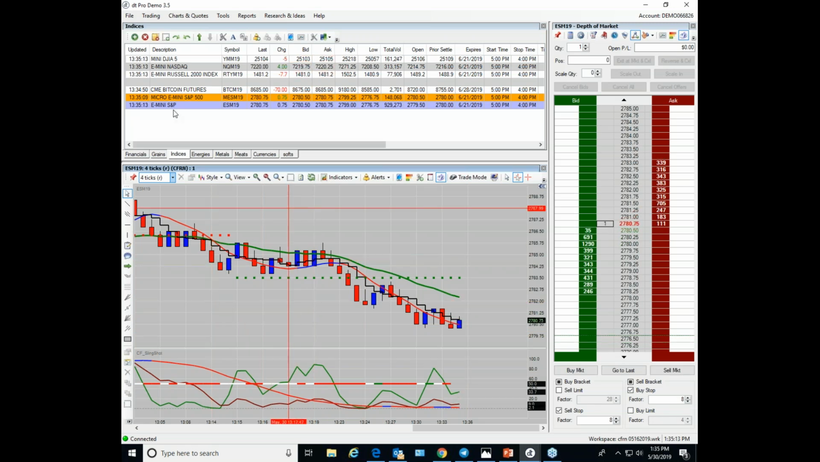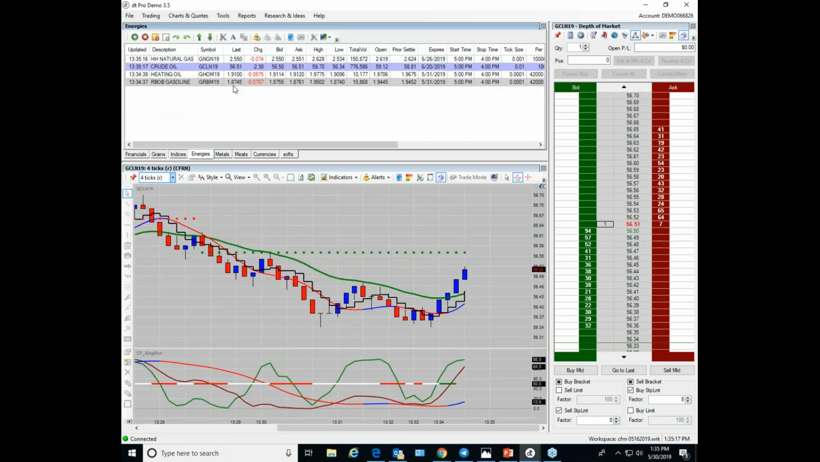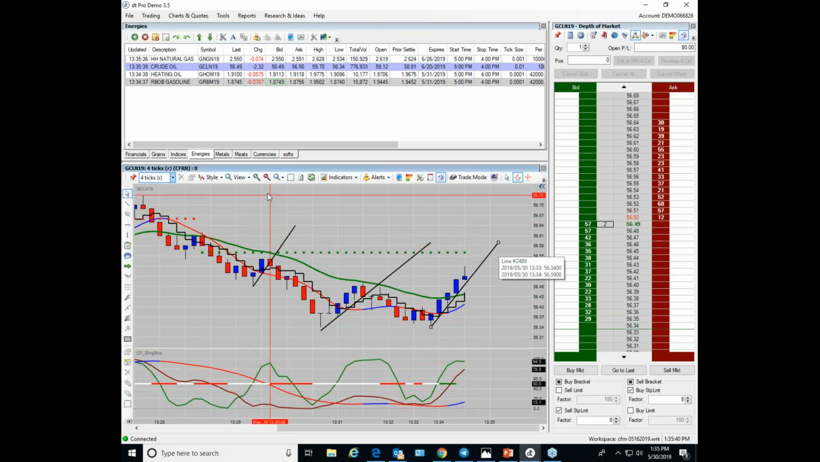All right, so let me change markets. Let's go to maybe something else that looks a little bit more easy and obvious. A few more examples. There. Here's another trend line.